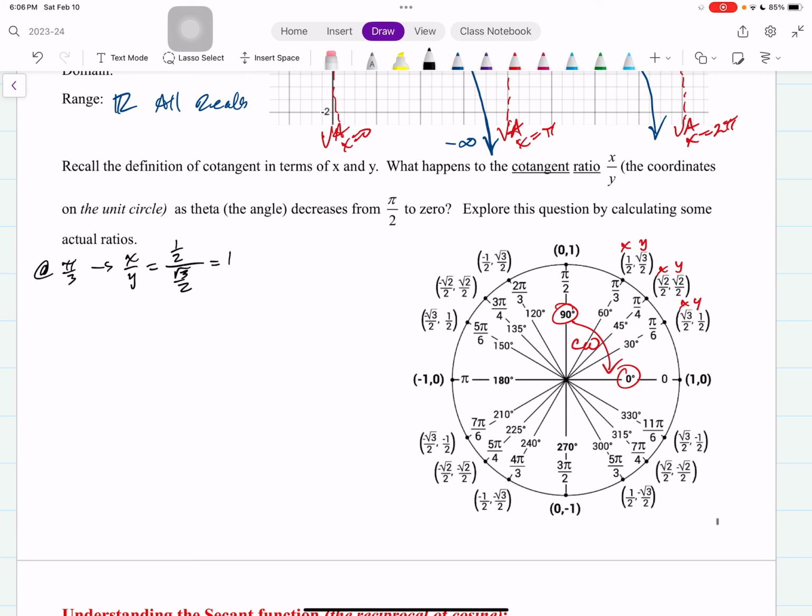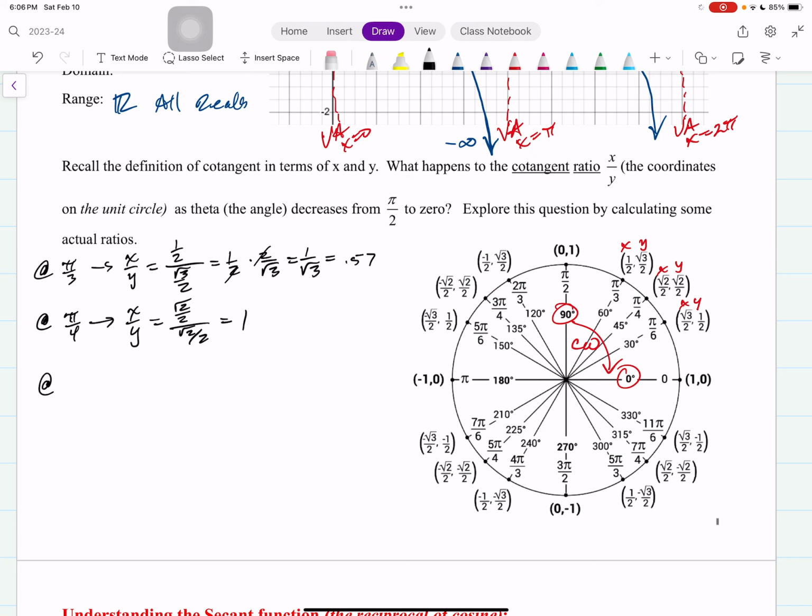Okay, and then you take 1/2 times the reciprocal, 2 divided by root 3. 2's cancel, and you get 1 over root 3. Use your calculator, you're going to get about 0.57. Okay? Now, if you take a look at pi fourths, this is an easier one, as you're going to find out. If you take the two coordinates here, they're both root 2 over 2 and divide them. So root 2 over 2 divided by root 2 over 2. Well, that's obviously 1.